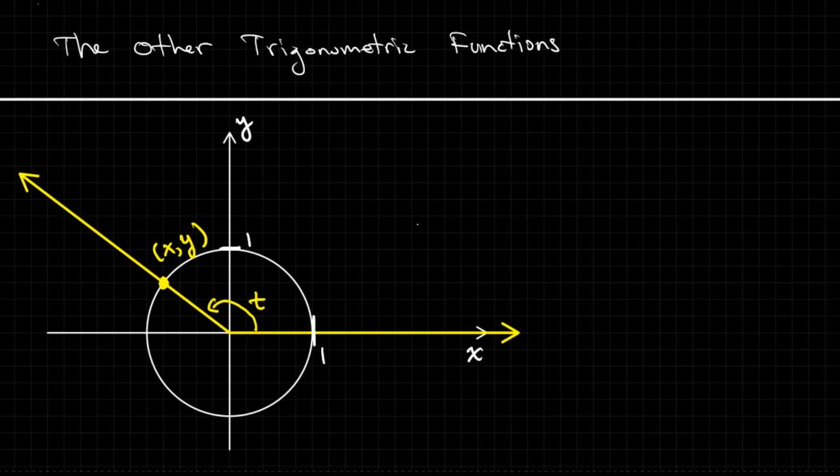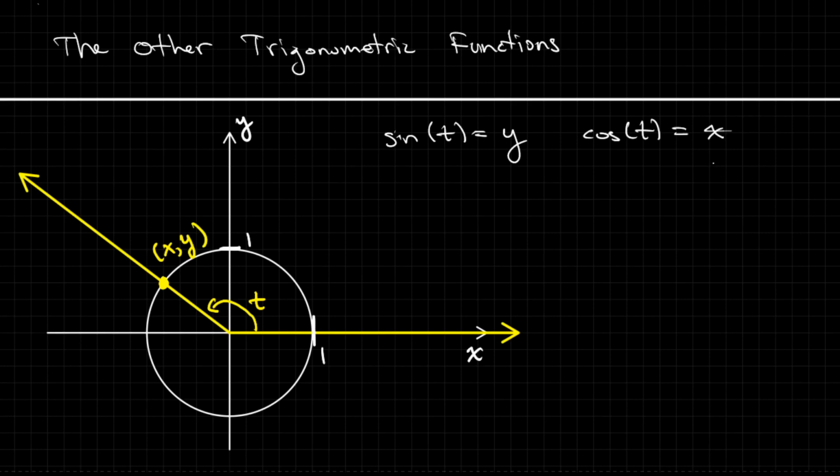In this sequence of videos, we're going to discuss the other trigonometric functions. So I have drawn here our xy plane with the unit circle and an angle with measurement t. And I've also marked the terminal point, that is the point at which this angle intersects the unit circle. Previously, what we've discussed is that if I have this drawing, then sine of t is the y-coordinate of my terminal point, and cosine of t is the x-coordinate of my terminal point.